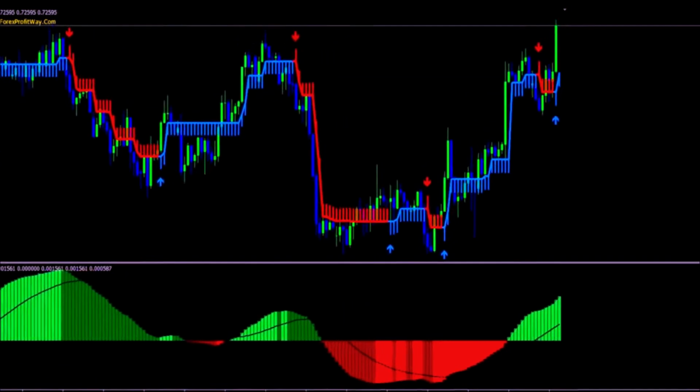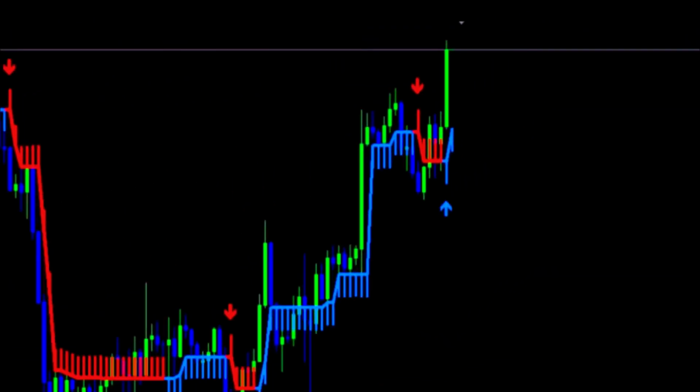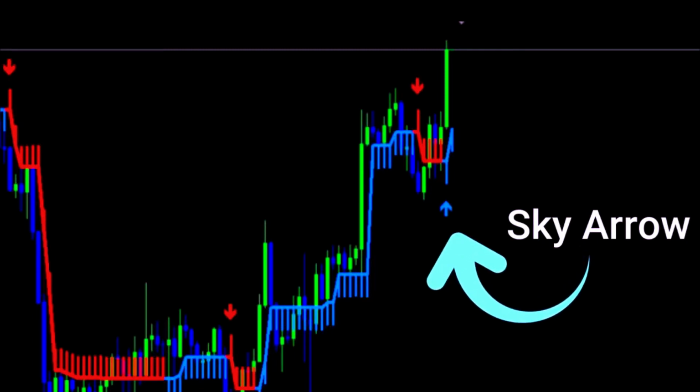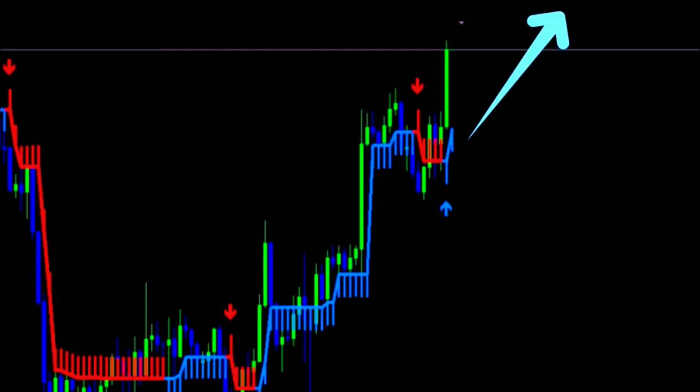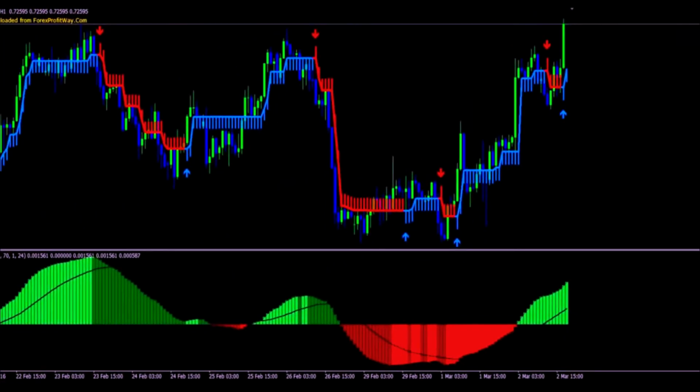So let's know how to use this setup. As you can sometimes see on the chart, it has a sky-colored arrow created, and the market is going up. We need more confirmation to execute our trade in this position. After that, we will check the MACD indicator below. It should be of green color.